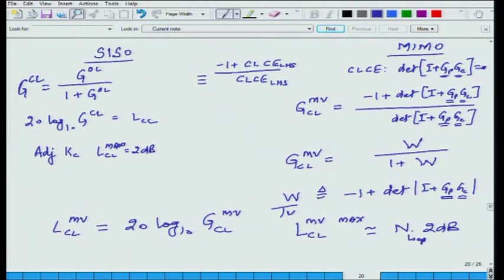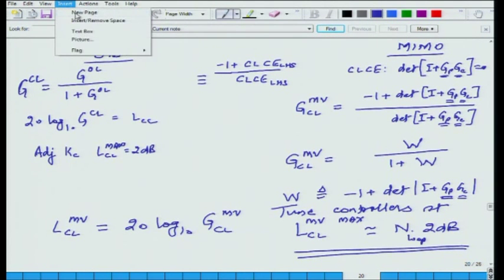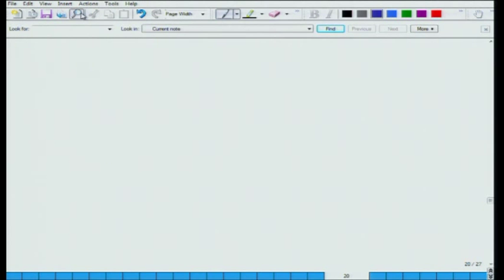Okay. Now, let us come to tuning the controllers such that this criterion is satisfied, this criterion right here. That is what I want to do. Okay. Insert a new slide. So, here is the systematic tuning procedure.